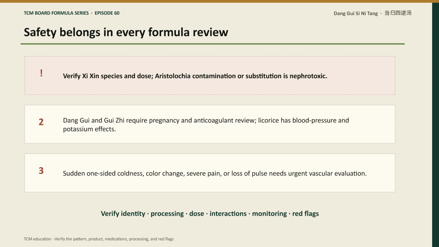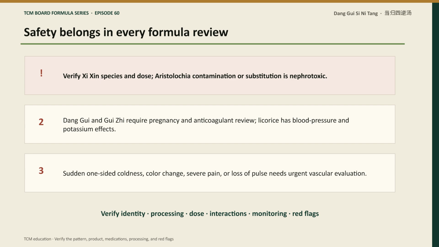Safety is part of formula knowledge. Verify Xixin species and dose. Aristolochia contamination or substitution is nephrotoxic. Gui and Gui Zhi require pregnancy and anticoagulant review. Licorice has blood pressure and potassium effects.